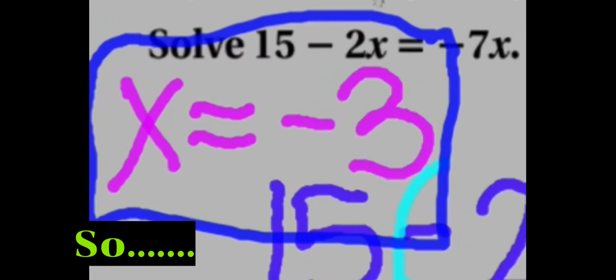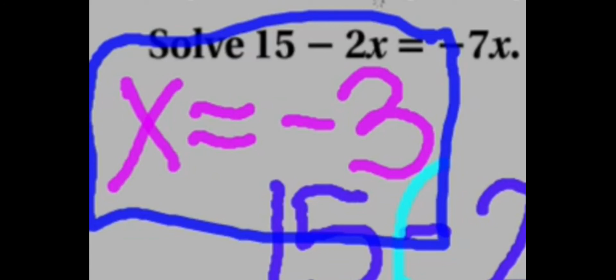Because I get 21 equals 21, it shows me that our original answer of x equal to negative 3 was correct.